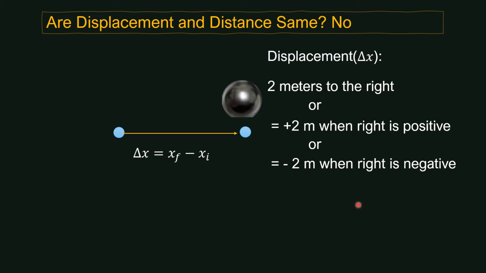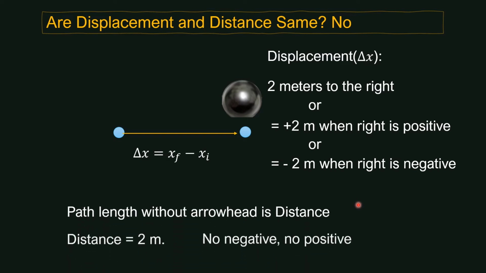You will see an example in next slide. On the other hand, when we say distance, we are leaving the direction information. To find the distance, you simply measure the path length, how far it went from here to here. In this example, length of the arrow is 2 meters. Therefore, distance is simply 2 meters. And for that, we don't need to write positive or negative sign. Or you can say it is always positive. Thus, when an object is moving along a straight line, the distance is the value of the displacement.